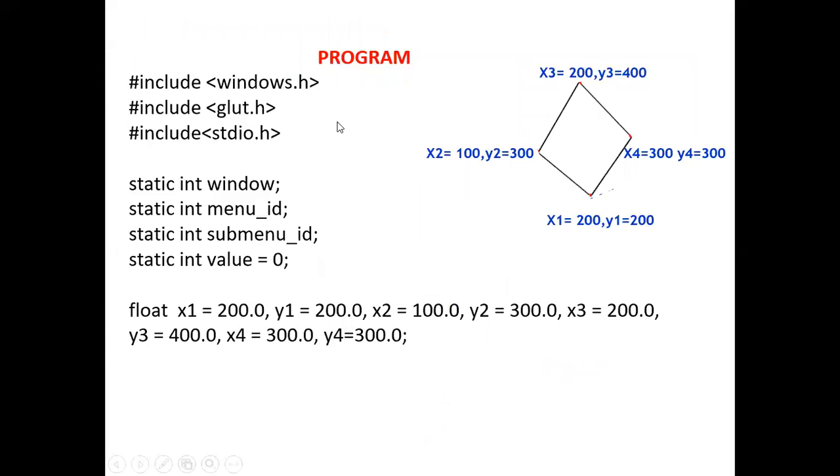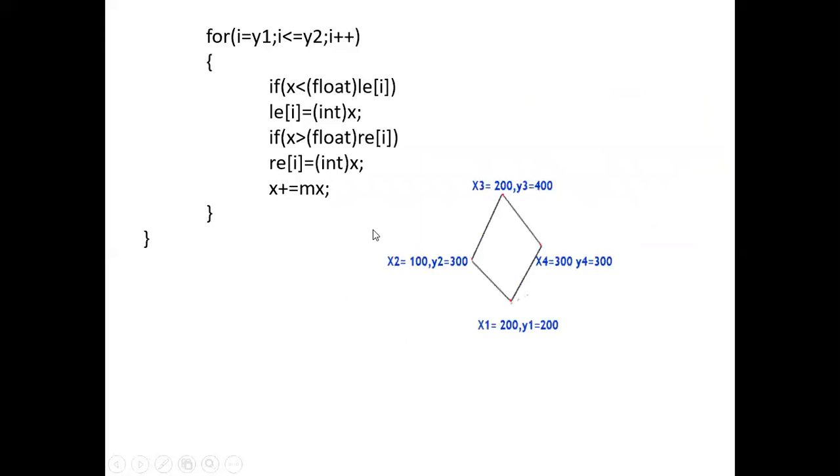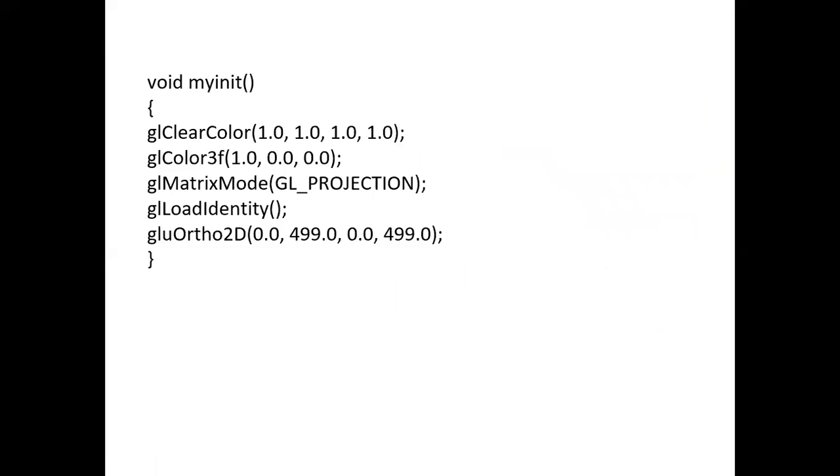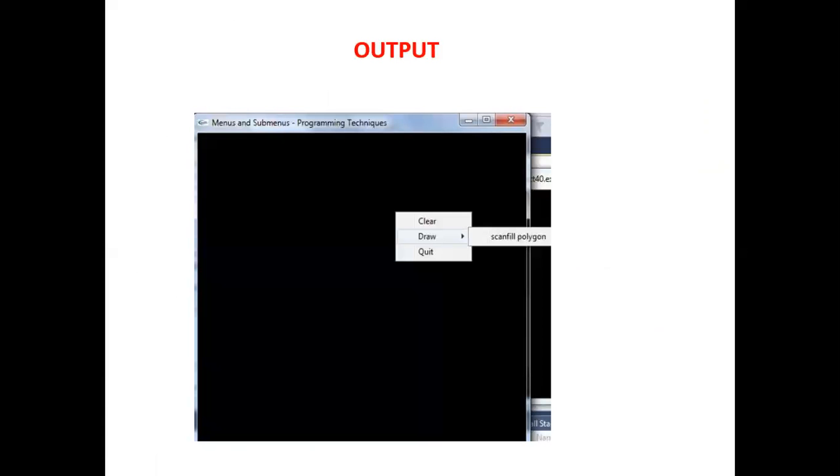Coming to the program, the first line of your program is hash include windows.h, then hash include glut.h, hash include stdio.h. Why I'm using windows.h header file here is because we have to create a menu driven program. Menu driven program in the sense, I'll just show you the output of the program.